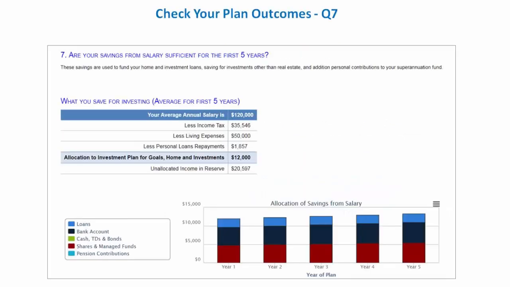Saving for your retirement is central to any plan, and this section gives a detailed study of the first 5 years of your plan. The table displays your average salary, less tax, living expenses and your personal loan payments, your allocation to the investment plan together with unallocated income in reserve. This is income which has not been allocated to your personal budget for living expenses. The graph displays the allocation of your salary savings in the investment plan.